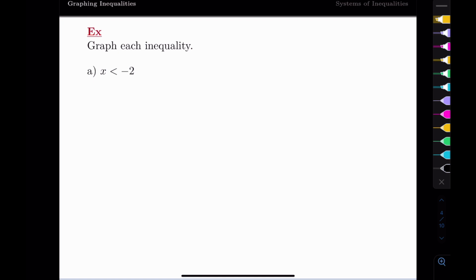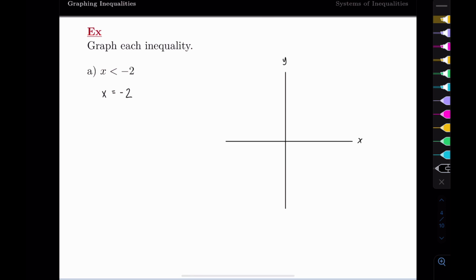So let's start with some simpler ones, simpler in the sense that I only have one inequality. So I want to graph where is x less than negative 2. The first thing I want to do is graph the corresponding equation, which is x equals negative 2. So let me get my xy plane going, going out 4 in each direction. And because I have a strict inequality, this means I graph this as a dashed or dotted line. So we're going to take our tool and make it dashed. x equals negative 2 is going to be a vertical line.